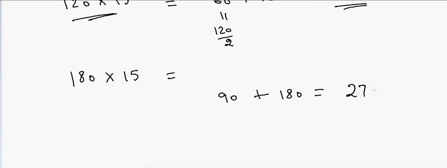So again, if I have 180 to multiply by 15, that will be equal to half of 180, which is 90, plus 180, so 18 and 9, that's equal to 27. I add two zeros at the end, so that's our answer.